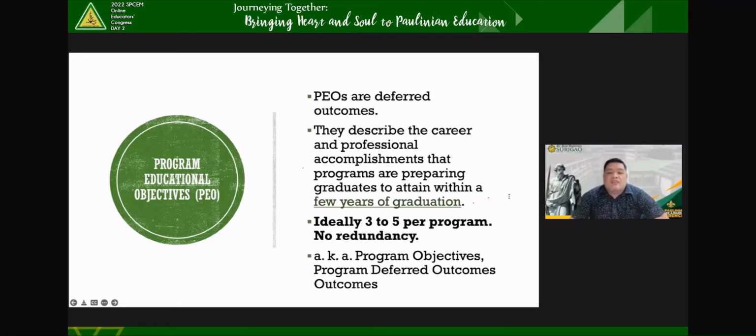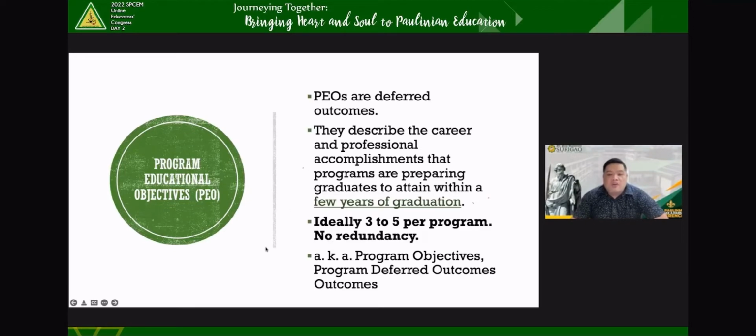Okay, so PEOs are actually the things that answer the question: as a Paulinian Bachelor of Science in Nursing graduate, what have I become 3 to 5 years after graduation? Or as Paulinian BSIT graduates, what have they become a few years after graduation? So that's why they are called deferred outcomes.